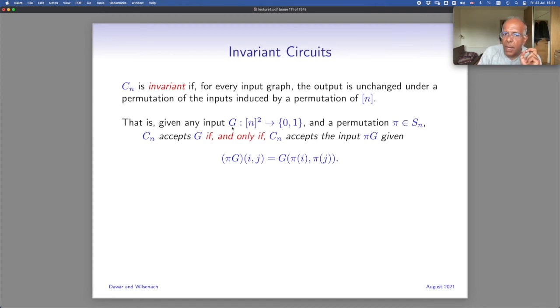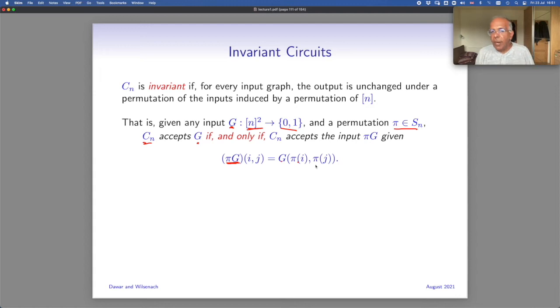So in other words, think of the graph, as we're doing, as a function which takes the n squared potential edges, and for each one gives a value of 0, 1. This edge is either absent or present. Then if you take a permutation pi of the elements 1 through n, then the circuit which accepts the graph should also accept the n squared long string of zeros and ones obtained by applying this permutation to G. So you look at the graph that I call pi G, whose value at ij is what G does on pi i, pi j.